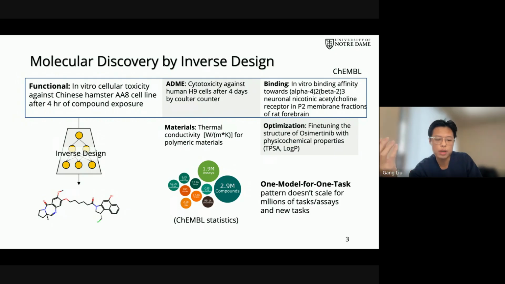Here, I present two more examples from the ChEMBL database. There are assay descriptions about ADME or binding. You can find from the ChEMBL statistics that there are millions of such assays. And beyond these drug assays, molecules can make materials. Scientists also want to customize their tasks. For example, they want to optimize the structure of existing drugs with new constraints to get something new. So given these challenges, we need to design a new molecular foundation model that can quickly adapt to a new task at inference time.